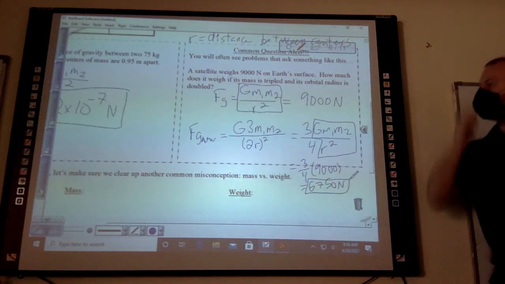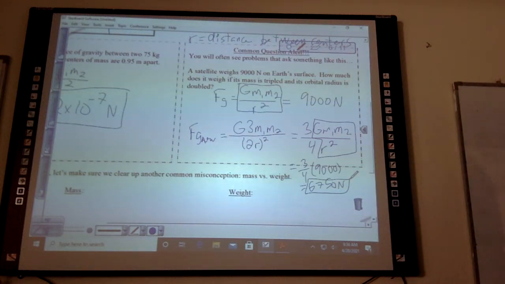So this kind of a thing is very common, where I tell you, here's the original weight, and I'm going to change the mass and change the radius, or the orbital radius. So just be aware this is highly likely to show up at some point, and it looks like you have very little information to solve it, but you actually have everything you need. Any questions on this?